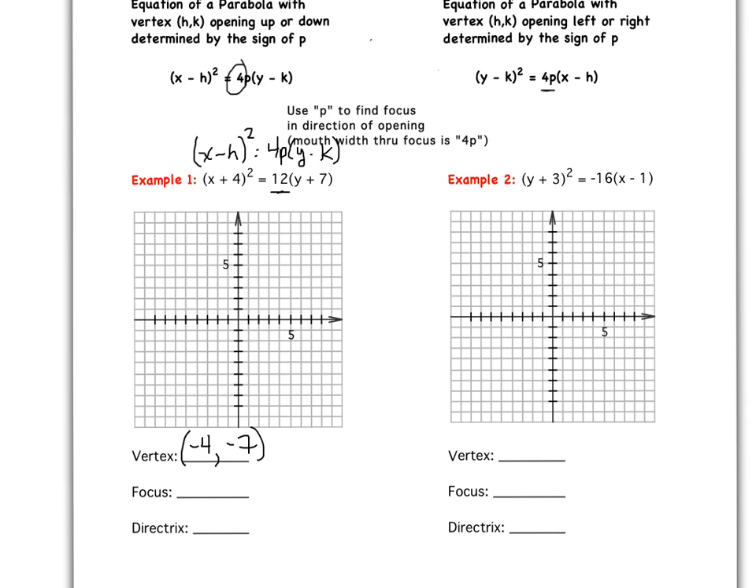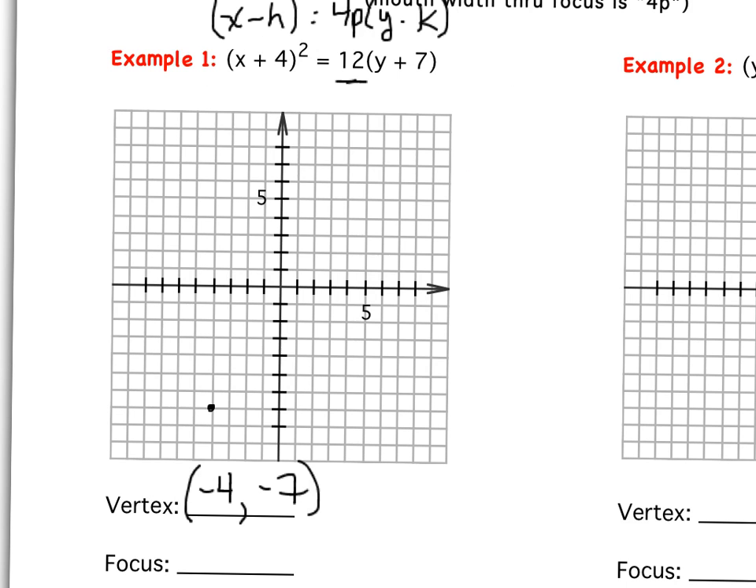In order to find the focus, it's usually easiest to draw the picture, and you can look at the distance from the vertex. So let's plot our vertex on our graph. So we go over -4, and we plot our vertex at (-4, -7). Now we need to find the focus, the directrix, and other points on our parabola.